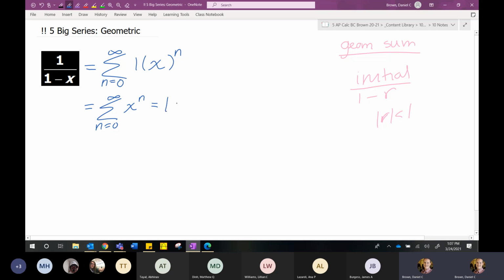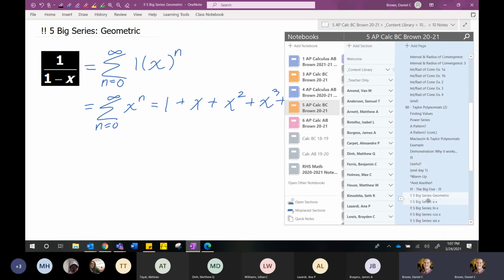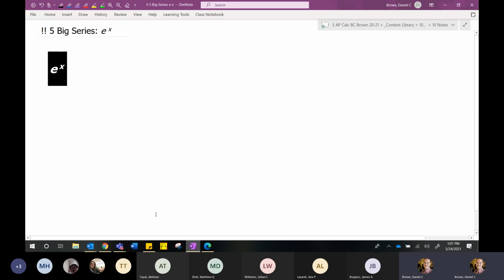And what does this look like? Well, plugging in 0, we have 1, x, x squared, x cubed, and then that continues forever. So again, what does this mean? The function 1 over 1 minus x is equal to 1 plus x plus x squared plus x cubed, ad infinitum. That's the geometric one. Pretty much all rational functions are in some way related to the geometric one. The other one that I wanted to do is another easy one to figure out, and that is e to the x.